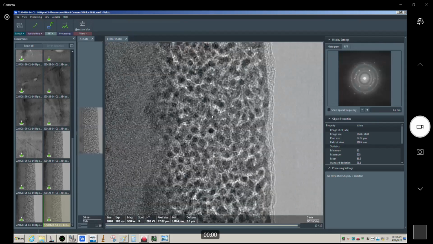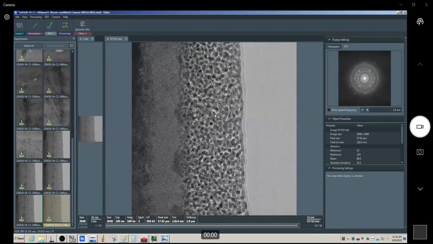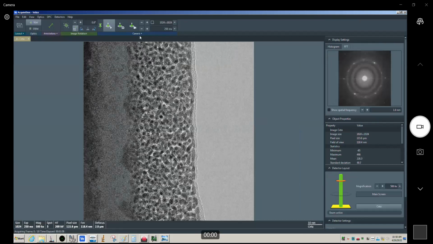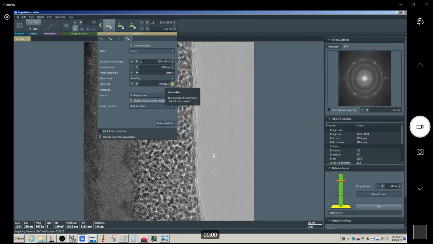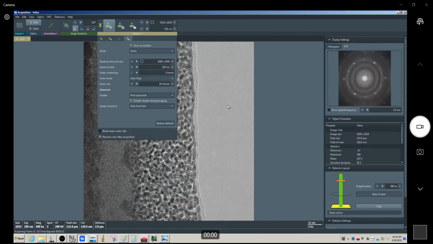Okay, so now we have a way to do drift correction here for TEM imaging, okay? And so that's what I would recommend here. I would use like 100 milliseconds, okay? And I think you can go up to like 100 frames if you wanted to here, okay? So why would you do something like this?